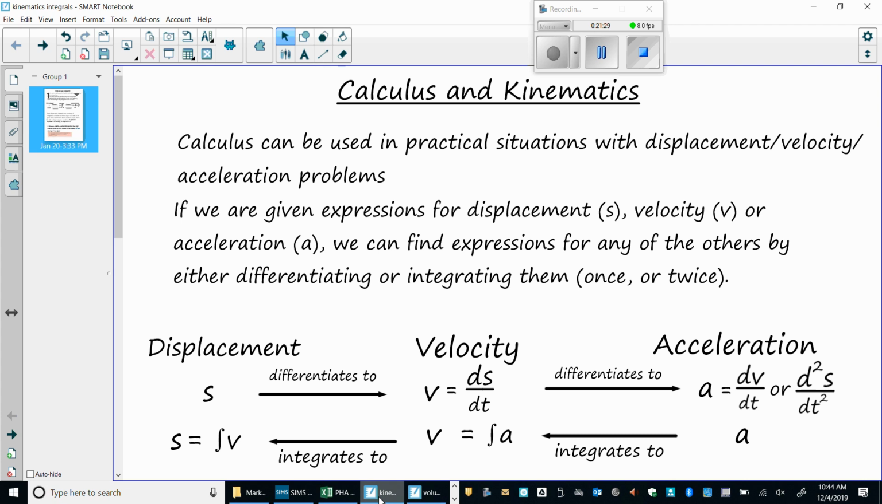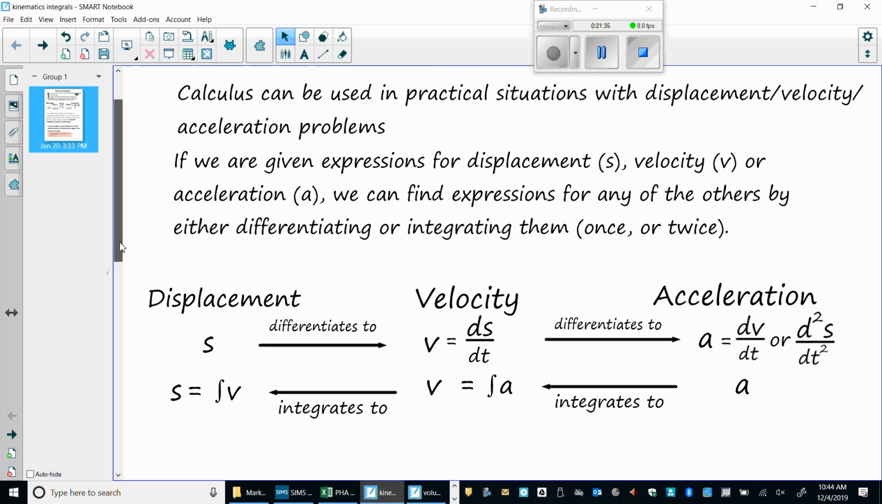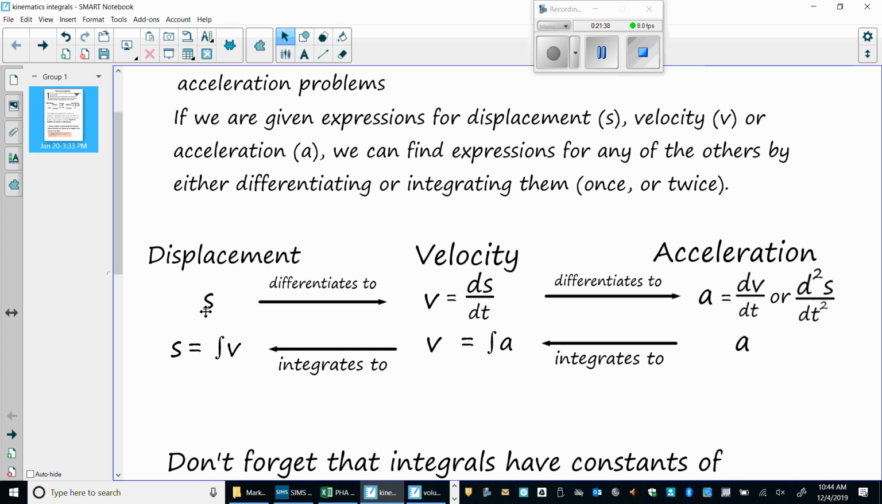So calculus and kinematics is very much connected because we are often, or we may well be given an expression for displacement. Now, if you do physics, you've probably heard of all this stuff already. So displacement would be assigned the letter S. Velocity, which is speed, would be V. And the connection between displacement and velocity is that if we differentiate our expression for displacement, we get an expression for velocity. Okay? If we differentiate our expression for velocity, we end up with acceleration. So A is dv/dt, or in other words, the second derivative of S.